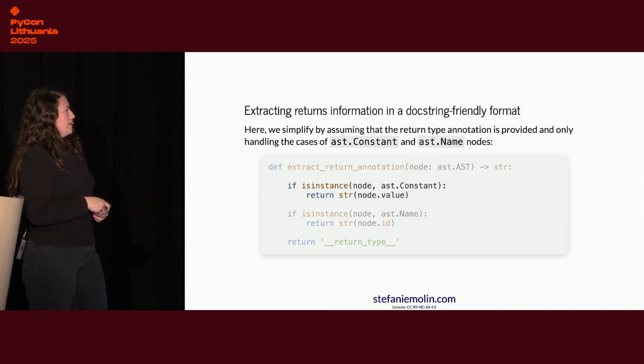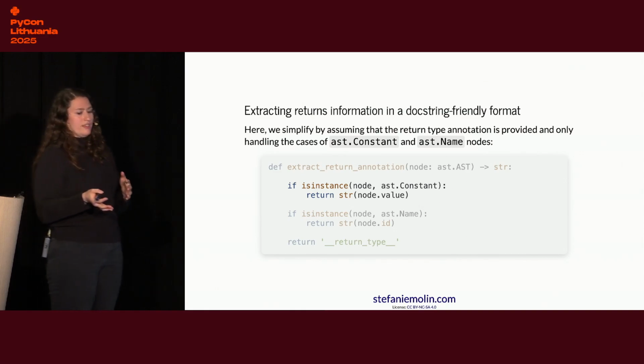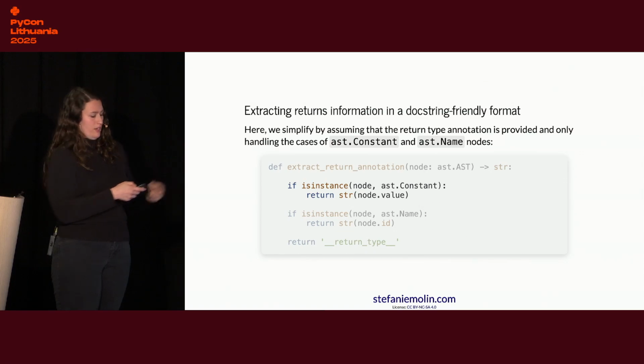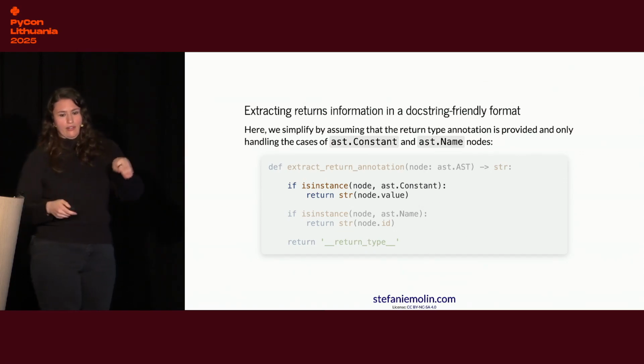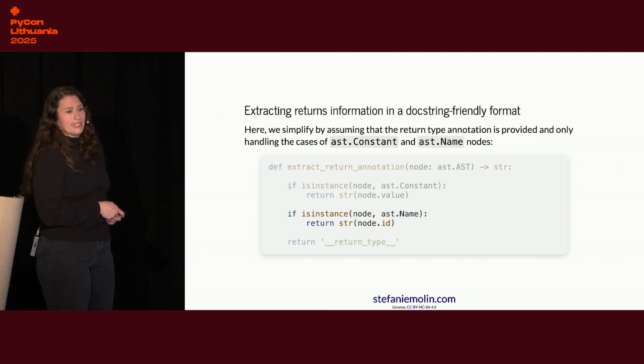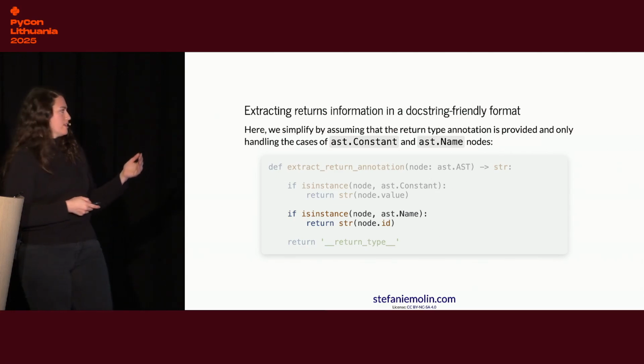So here, if it's a constant node, then we want to grab the value attribute. So again, if the return was a None here, this would be an AST constant node where the value would be None. And so this grabs None out, and we can put that in there. And then here, AST name node, so this one here is a name node as it comes in, and so we want to get the ID in that case, like we saw on the previous slide.